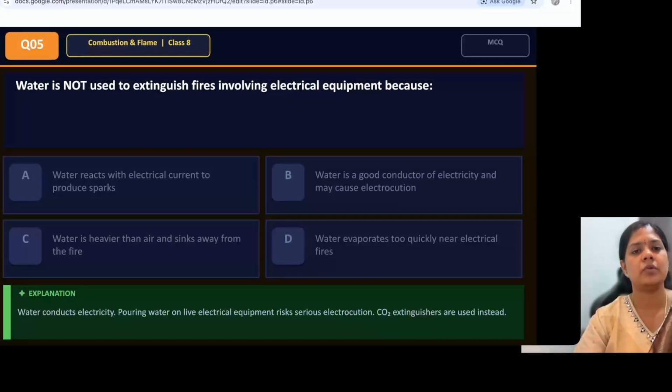Water is not used as a fire extinguisher involving electric equipment because, yes, water is a good conductor of electricity and may cause electrocution. Pouring water on live electric equipment risks serious electrocution. Instead, which type of extinguishers are used? Carbon dioxide extinguishers are used.